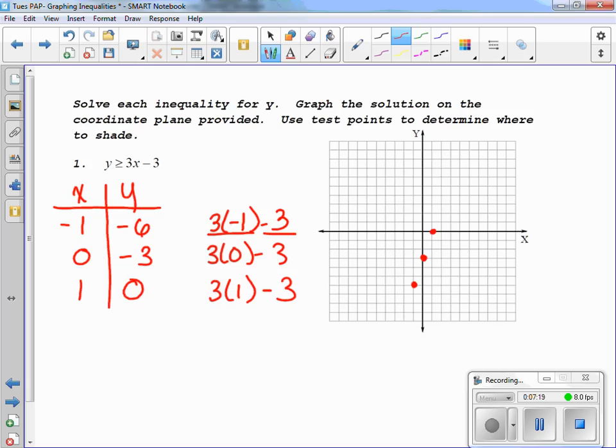Hopefully you notice that every time you go up 3, you go over 1. So with that, you can fill in the rest of your chart by going up 3 over 1, up 3 over 1, up 3 over 1. And then you can go the reverse direction, down 3 over the other direction 1. And that'll just help you get a cleaner line. That has an equal sign underneath it, so it's actually going to be solid. That means we can go right up to this line. We don't have to go right up to and on top of it.